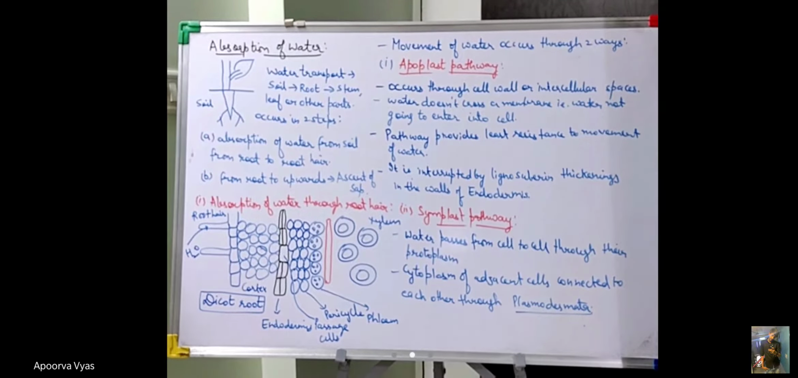So far we have studied the different types of transport mechanisms, how water and minerals and other things can be transported. Now we are going to talk about how that water, minerals or food are absorbed into the different parts. The first thing we are going to talk about is the absorption of water. So how does water absorption take place?